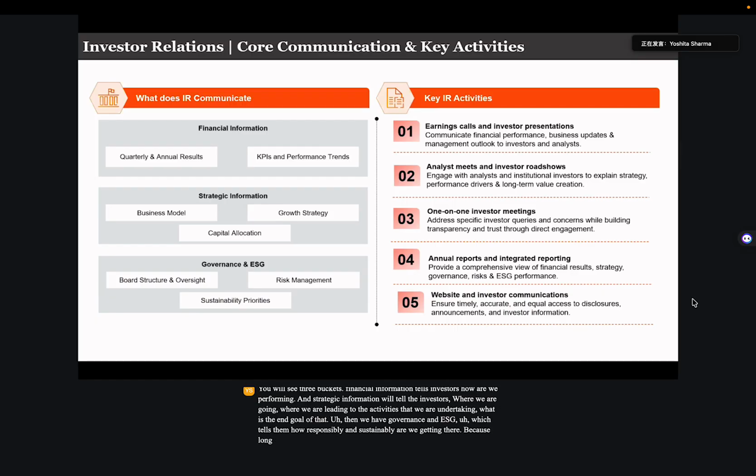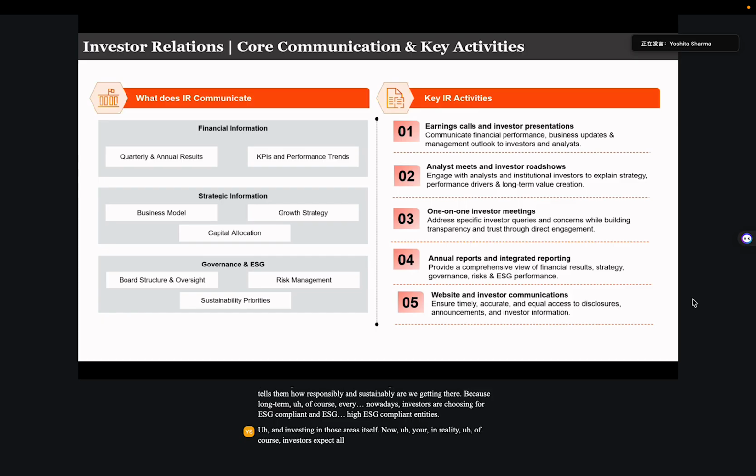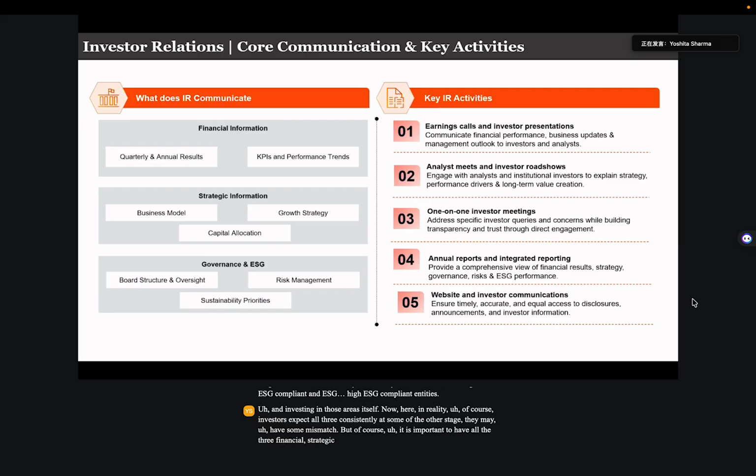Because long term, of course, nowadays investors are choosing ESG-compliant and high ESG-compliant entities, and investing in those areas itself. Now, in reality, of course, investors expect all 3 consistently. At some stage, they may have some mismatch. But of course, it is important to have all 3, financial, strategy, and governance, in place. Now, if I take you through the right side, this is how that story is delivered.